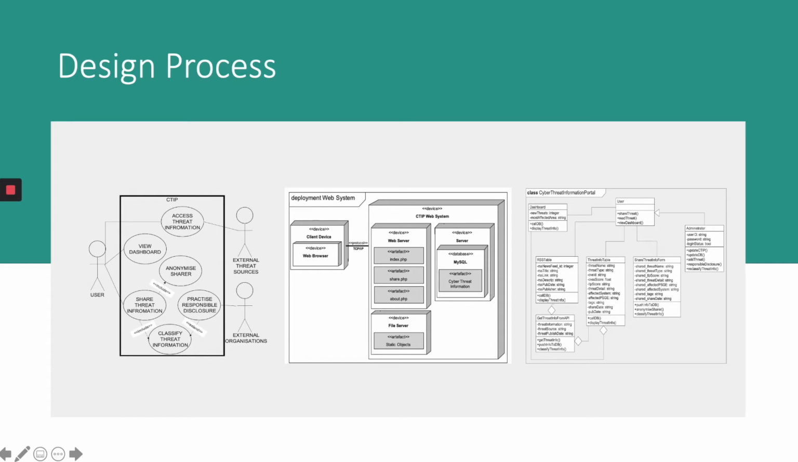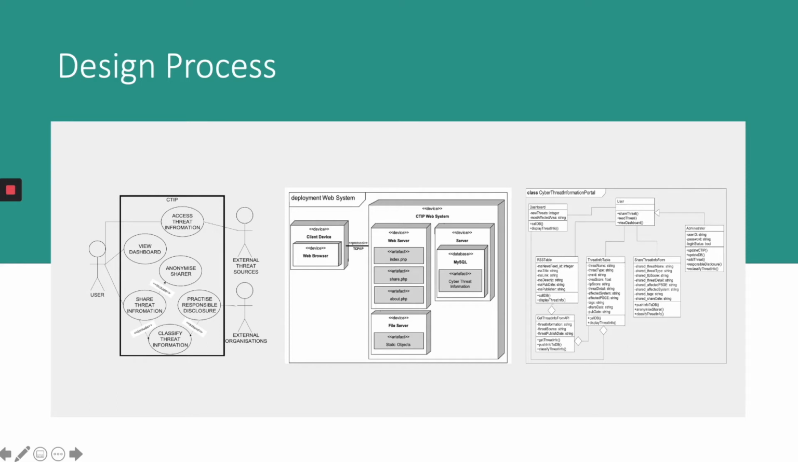Firstly, from the use case diagram on the left, we can see from a user's perspective how the CTIP should act. This sort of diagram helps us understand user needs. Secondly, from the deployment diagram, we can see the technical structure of the system. This demonstrates exactly where technical artifacts should be stored. Finally, the class diagram on the right demonstrates classes within the software system. From this, we can also see the characteristics of each class.